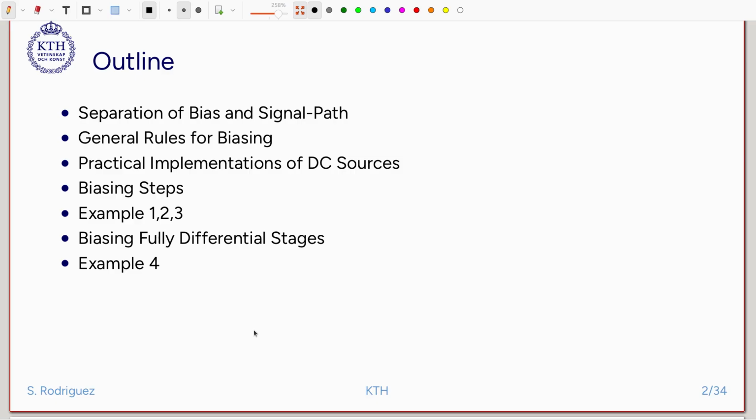Then we're going to go to a method for doing biasing step by step. I will show 3 examples of a single-ended and differential stage, and then we are going to touch a very interesting topic, which is how to bias the fully differential stages, and I will show an example on this last one.